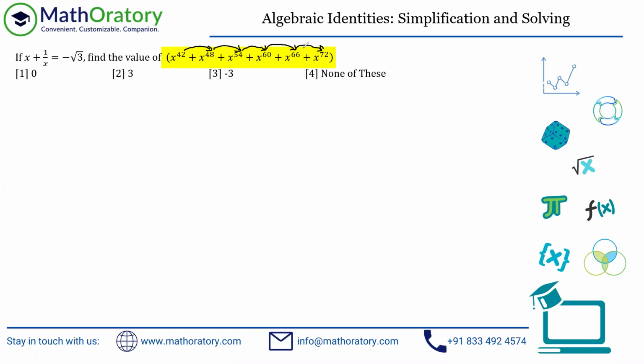But if the powers are increasing by 6 and this sort of expression is given, always try to find x cube plus 1 by x cube. After a while, you'll understand the reason behind that. But let us try to first figure this out, and you'll automatically understand why.